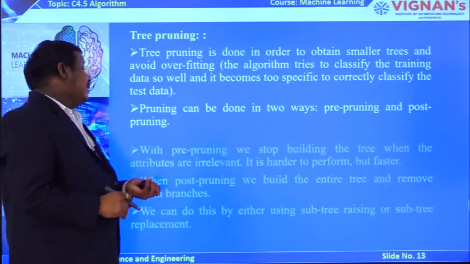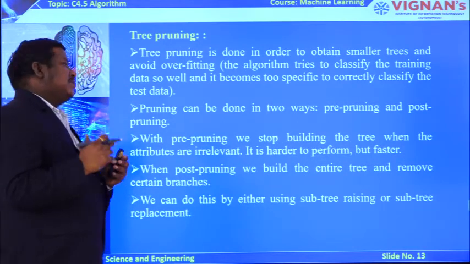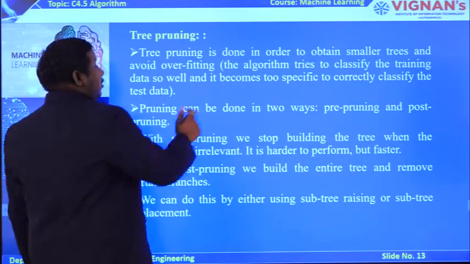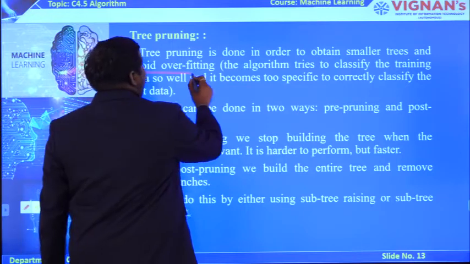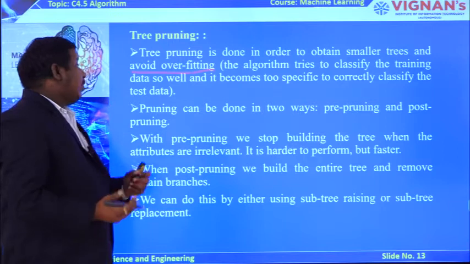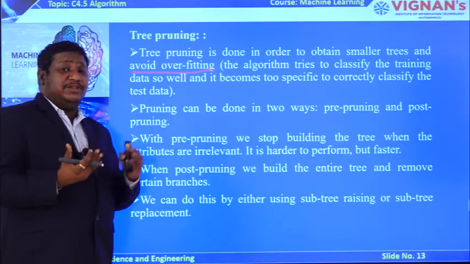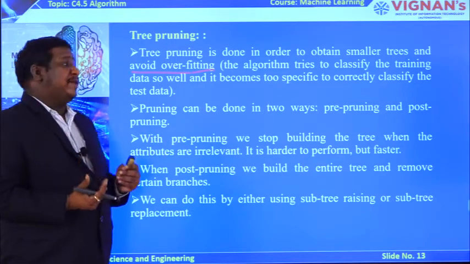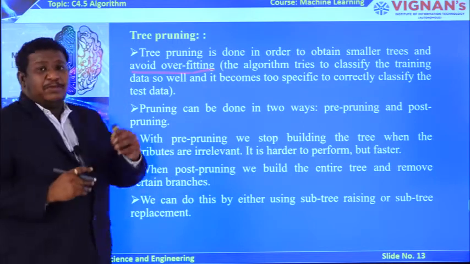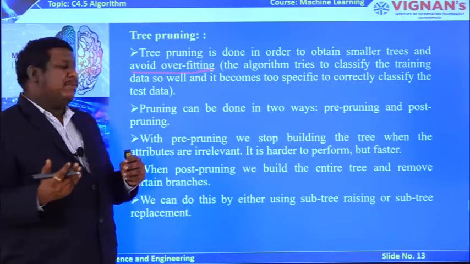So, another important thing is pruning. I told you pruning means removing the unwanted things from the existing data. So, tree pruning is done in order to obtain smaller trees and avoid overfitting of data. Overfitting means fitting the data too closely, including what is not required. When we want to make smaller trees and avoid overfitting, this pruning is done. Pruning can be done in two ways, pre-pruning and post-pruning. Pre-pruning is done before finalizing the attribute, and post-pruning after finalizing the attribute.